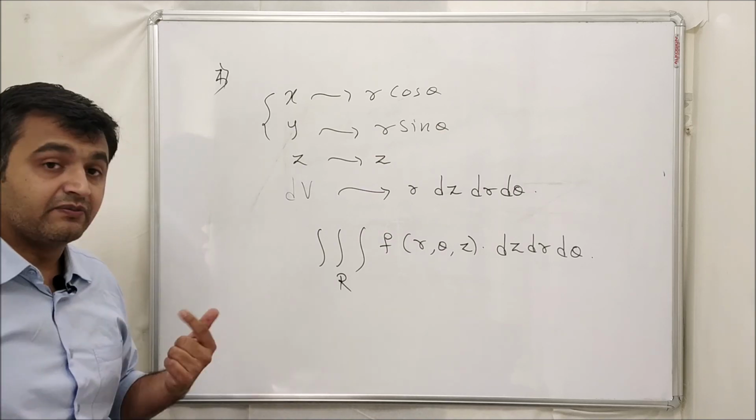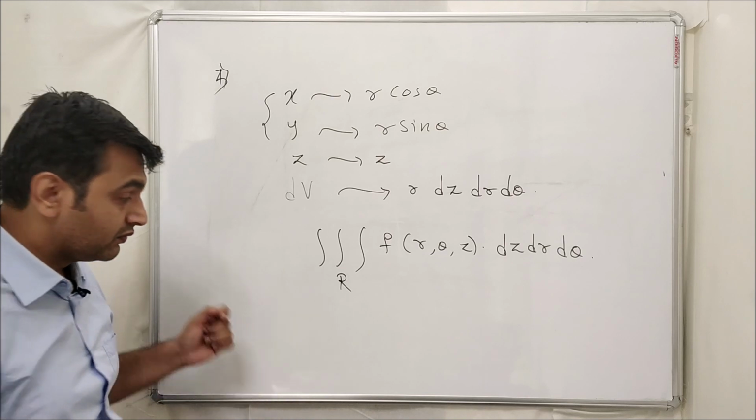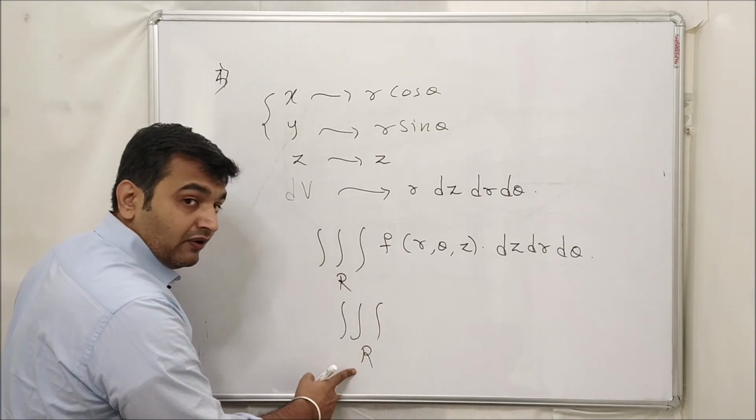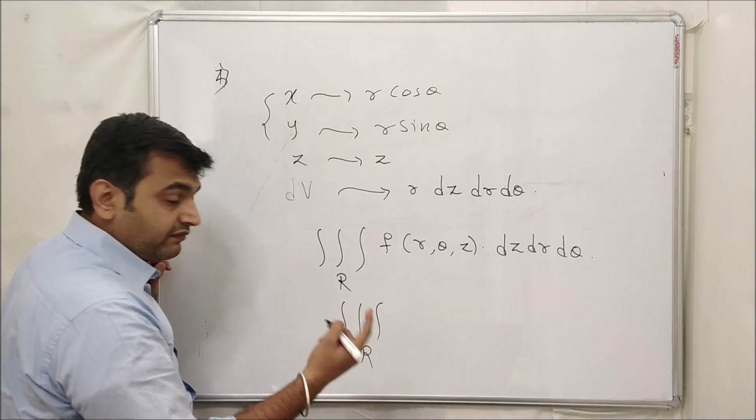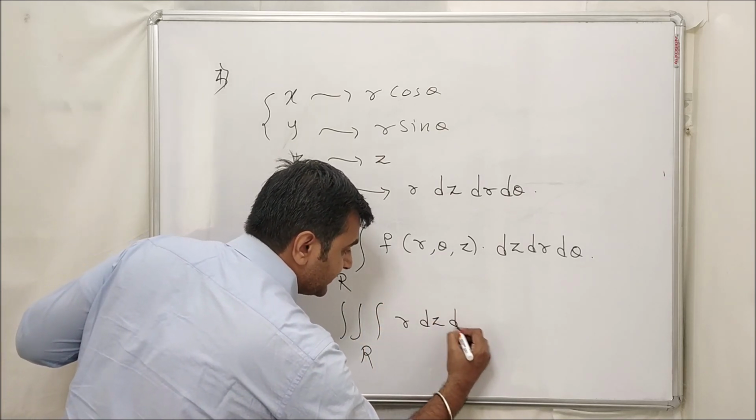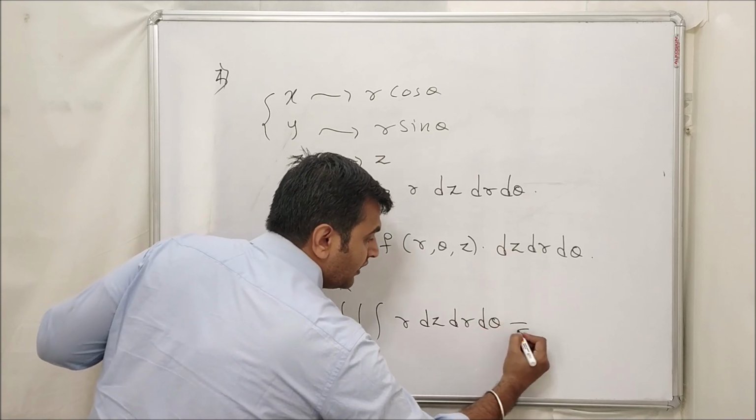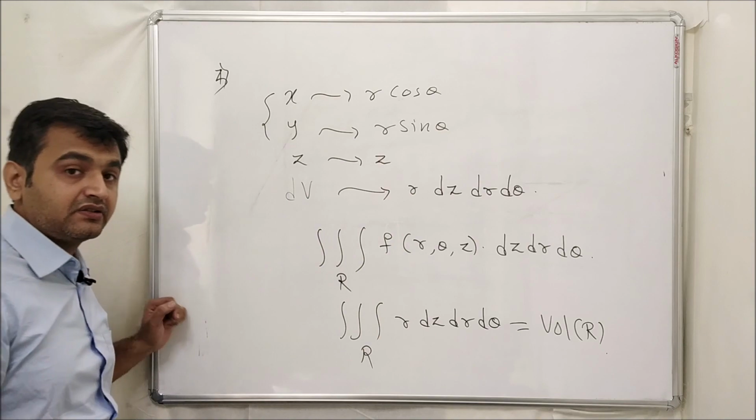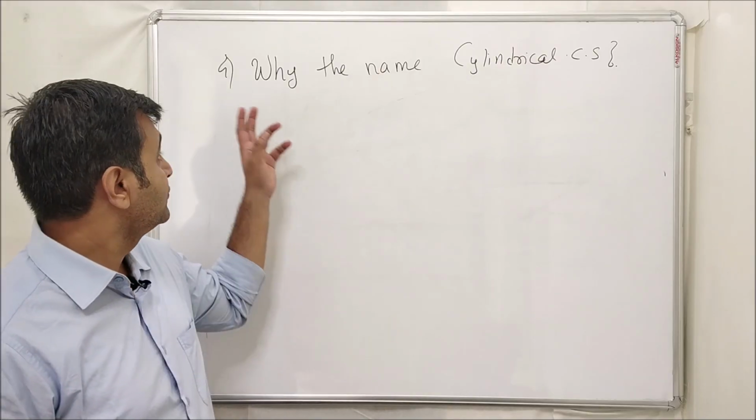Suppose someone asks you to find the volume. We know that the triple integration of 1 gives me the volume of R. So if I want to replace that 1 dV, it will be replaced by r dz dr d theta. What is this? This is nothing but the volume of the region R, which is in 3-dimensional space. Now let's come to the fourth point.